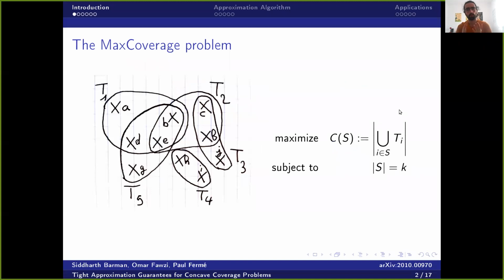And so we'll look at coverage problems, and especially the maximum coverage problem. This is a well-known variant of set cover, which is the following. You've got some elements and some cover sets, and the goal is to maximize the coverage, so the number of elements covered by taking only k cover sets. For instance, here if you just take 3 cover sets, the best one can get is just 9 elements, taking, for instance, those 3.